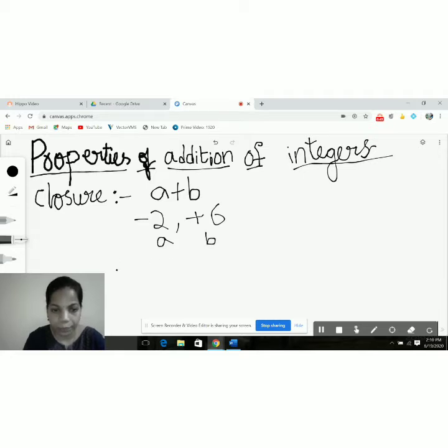Now we will add these two. Minus 2 plus 6 is equal to minus 2 plus 6. How much? One negative integer and one positive integer. So if we have one negative integer and one positive integer, what we need to do? We have to subtract them and put the sign of the greatest number, right? So first we have to subtract. 6 minus 2 is 4. What is the sign of greatest number? Positive, right? So we'll put plus symbol.